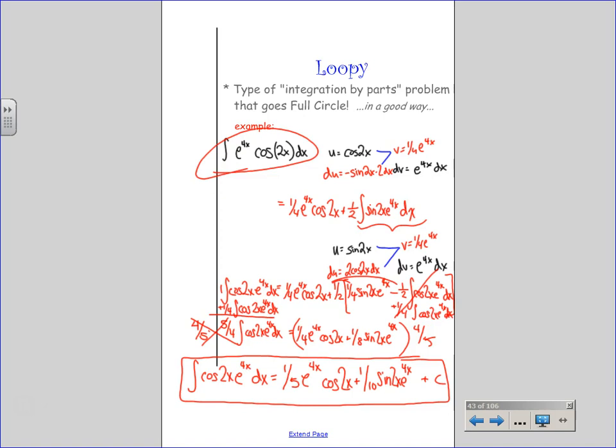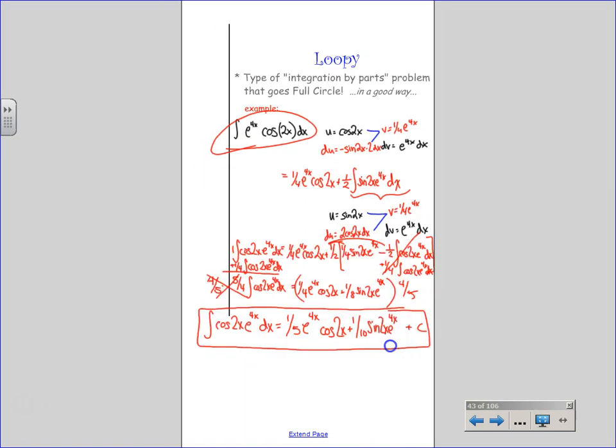And I guess the AP, being who they are, might go ahead and pull out something like, I don't know, a 1/10 and an e to the 4x. Remember, they like to do weird things like that. And so this would be a 2 cosine 2x plus sine 2x plus c. Because remember, they like to take out the biggest fractions to make this 1/10, make that 2/10, and pull out the 1/10.